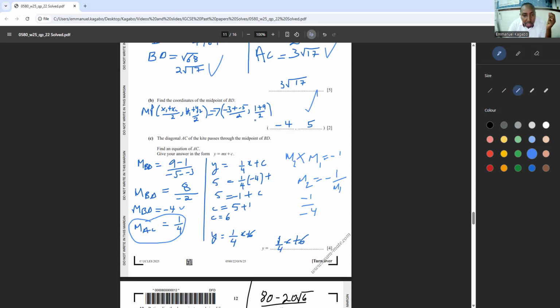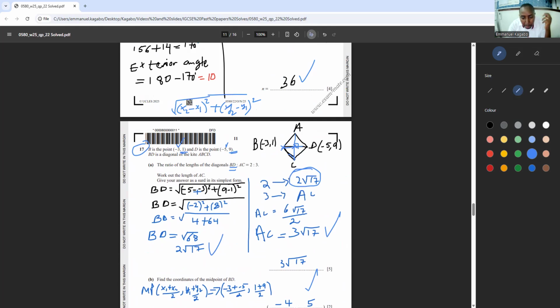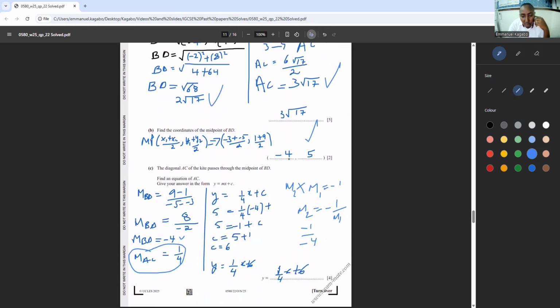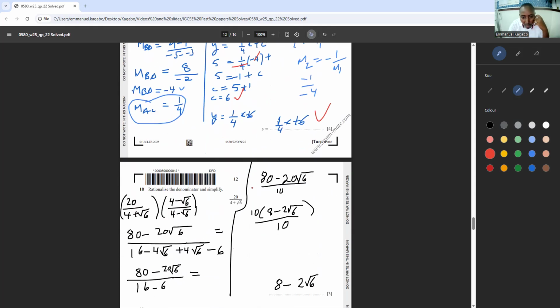And I have to use the midpoint because this line is passing through the midpoint. So the midpoint was (-4, 5). So y is 5, x is -4. So this one simplifies, and with that I'll get 5 equals -1 plus t. When I collect like terms, t will be equal to 6. So the equation will be y = 1 over 4 x plus 6. Ooh la la. Very interesting.